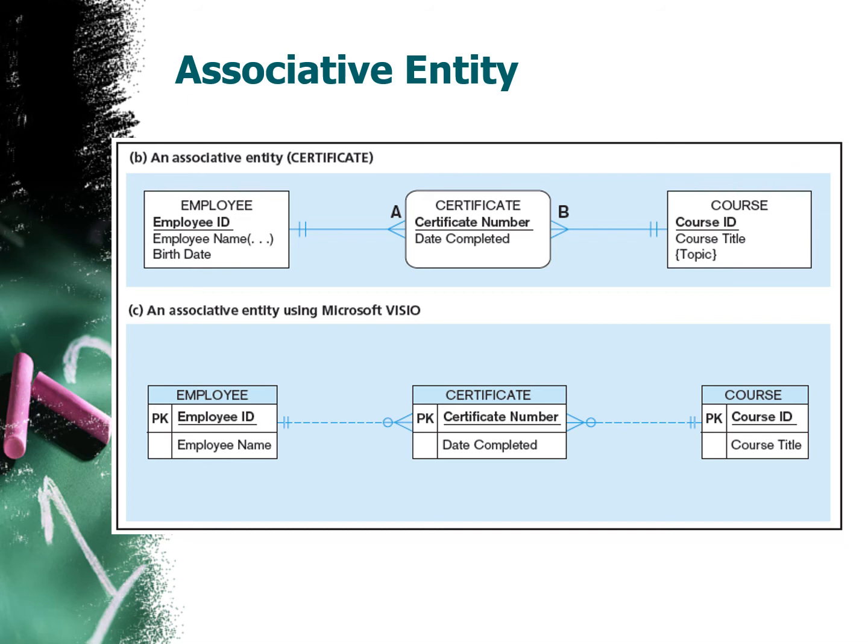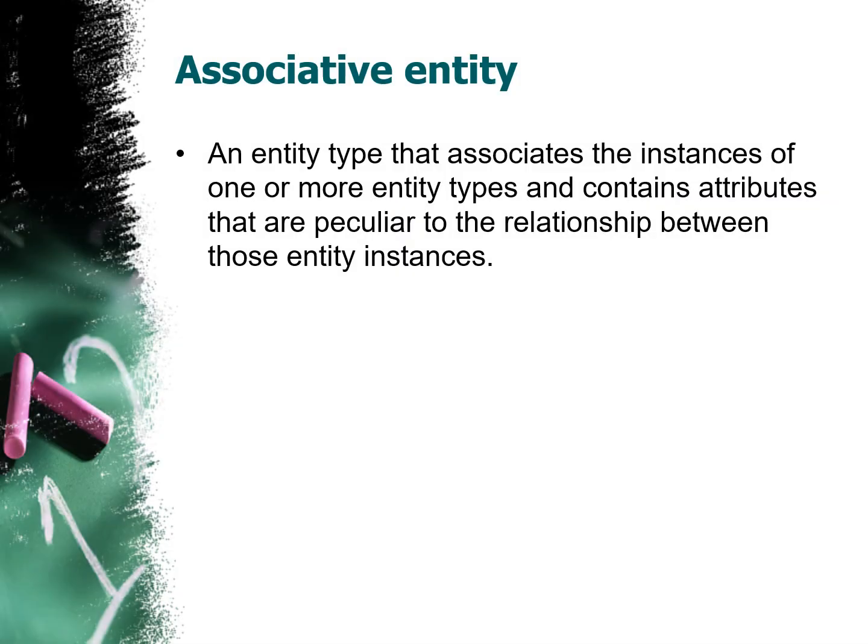Now, the second diagram below is the actual Visio representation, Microsoft Visio, the software that is being used to create the ER diagram. Just to elaborate a little further on the associative entity, this would be an entity type that associates the instances of one or more entity types and contains attributes that are peculiar to the relationship between those entities.